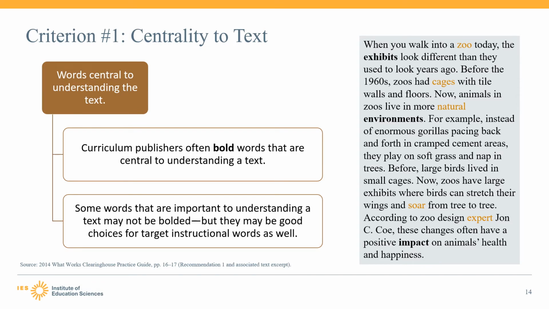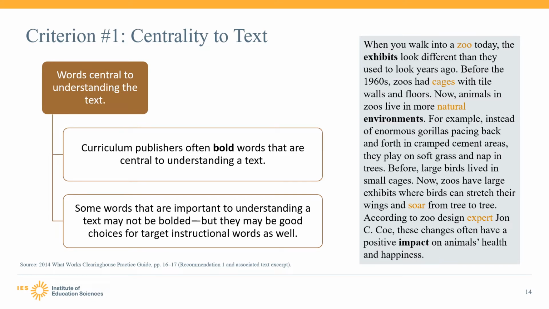So if you had gotten this text that we read previously in a curricular unit, you might find that words like exhibits, environments, and impact are bolded, and so you might want to focus your instruction on those. But there are other words that, if they were not understood by student readers, may really challenge their mastery of the text that they've just encountered. So words like zoo and cages are really central to the core lesson of the text that we've read. Natural is an important feature of the contrast that's being drawn between previous zoo environments and contemporary ones.